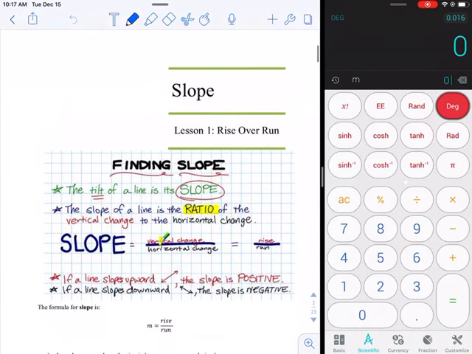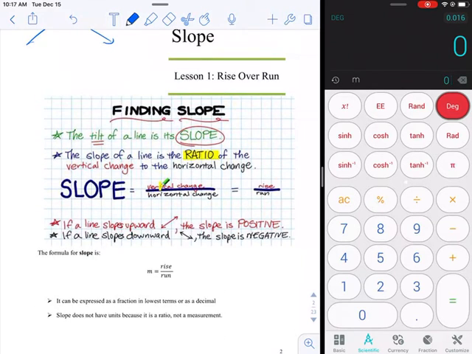So slope essentially tells you the tilt of a line. So if it's going up or if it's going down, that's the slope. You think of like skiing, you hit the slope, so it angles you downwards.